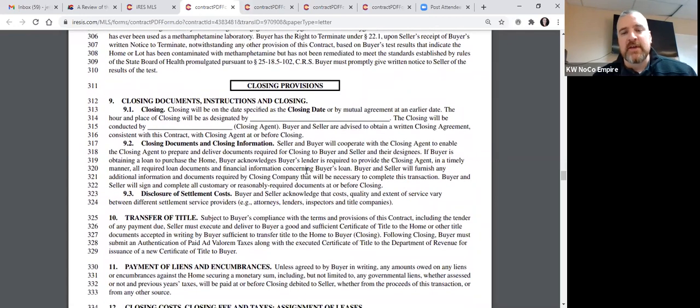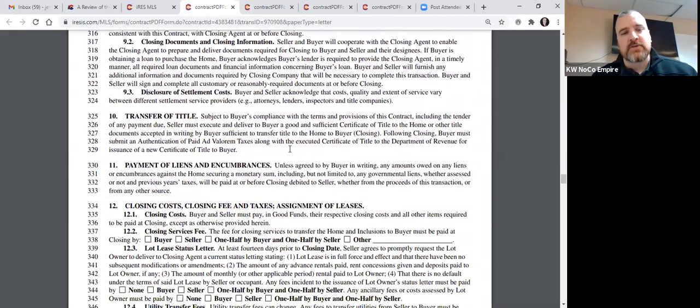Closing documents and closing info. Seller and buyer agree to cooperate with the closing agent to make sure that the property can get closed. If the buyer is obtaining a loan to purchase the home, the buyer acknowledges that the lender is required to provide the closing agent with all of the loan docs and financial info concerning their loan. Buyer and seller agree to cooperate with getting any of the documents necessary. All that stuff is fairly similar. Disclosure of settlement costs. Again, the buyer is aware that there are different attorneys, lenders, inspectors, title companies, yada, yada. Refer three if you're going to refer anybody, okay?